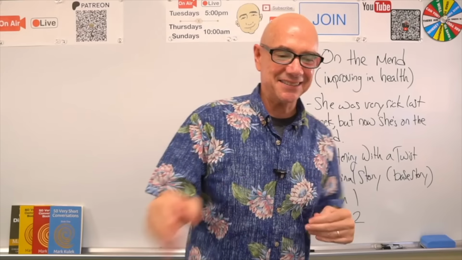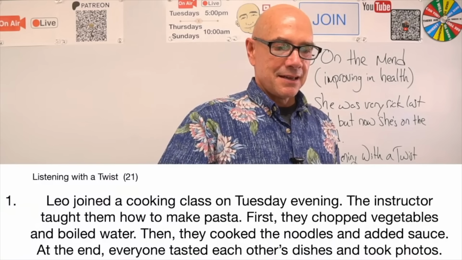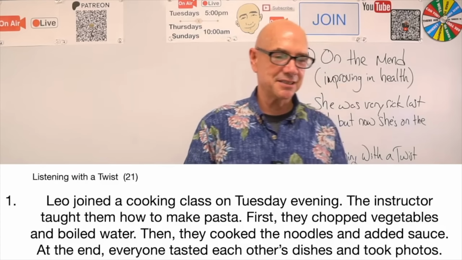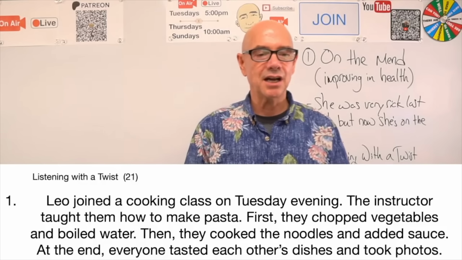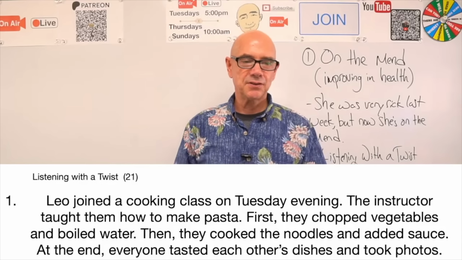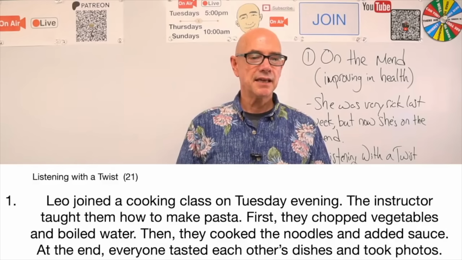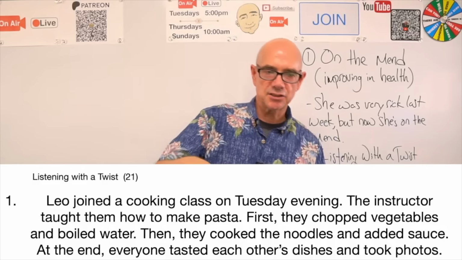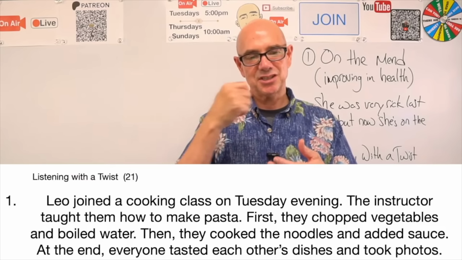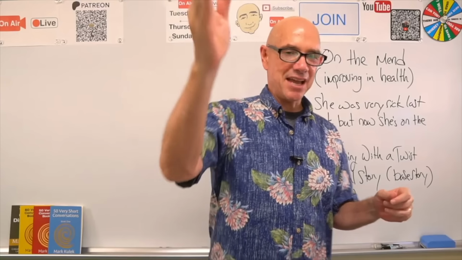Let's have a look at it, all right? We'll read it together. There it is right there. Let's read the original story. Leo joined a cooking class on Tuesday evening. The instructor taught them how to make pasta. First, they chopped vegetables and boiled water. Then they cooked the noodles and added sauce. At the end, everyone tasted each other's dishes and took photos. Okay. That is the base story.